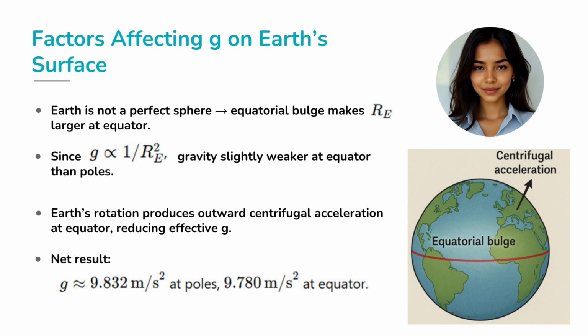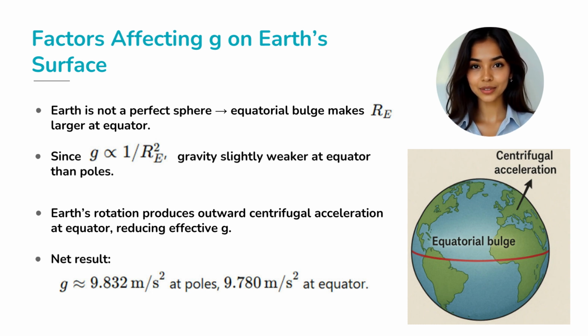But hold on, g is not identical everywhere. First, Earth is slightly squashed, wider at the equator and flatter at the poles. Since g decreases with 1 over r squared, a bigger radius at the equator means weaker gravity there. Second, Earth spins. At the equator, rotation creates an outward centrifugal acceleration. This reduces the effective gravity you feel, almost like a tiny lift against your weight.